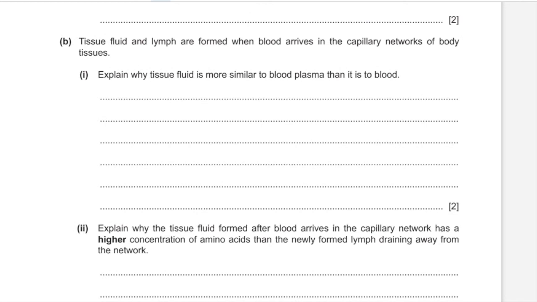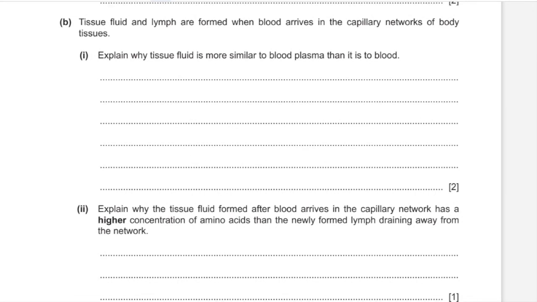1. Explain why tissue fluid is more similar to blood plasma than it is to blood. So, blood plasma on its own and tissue fluid don't contain red blood cells, unlike blood, because red blood cells are too large to pass out of the gaps between endothelial cells of the capillaries, and so they can't leak out of the blood with plasma to form tissue fluid.